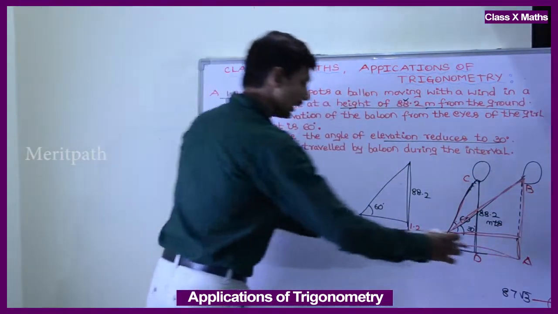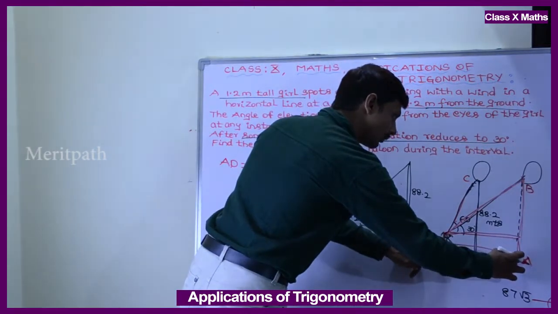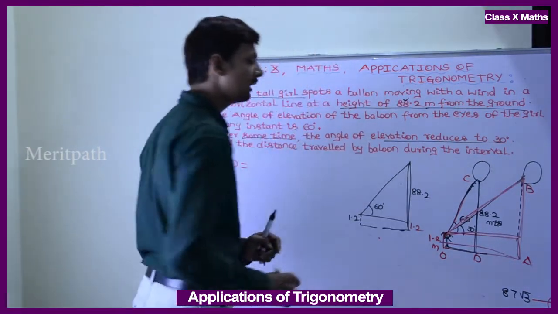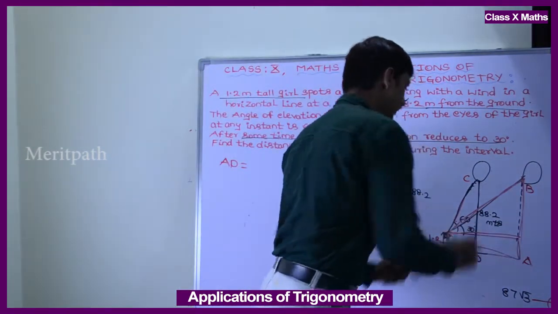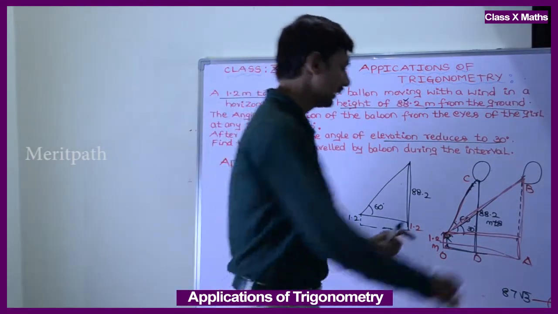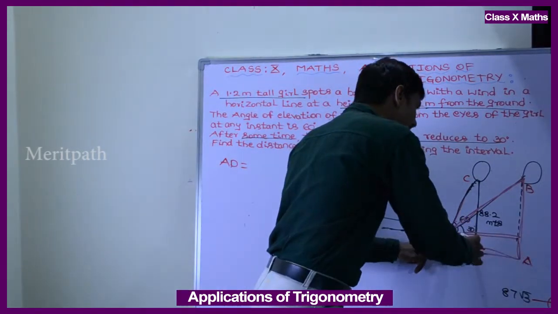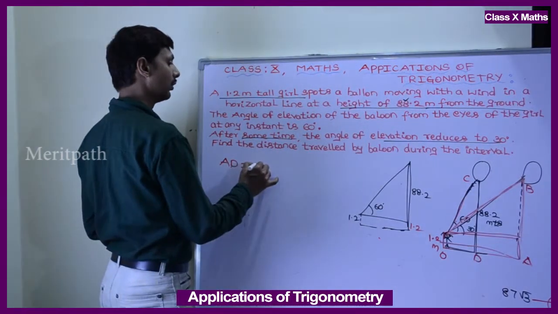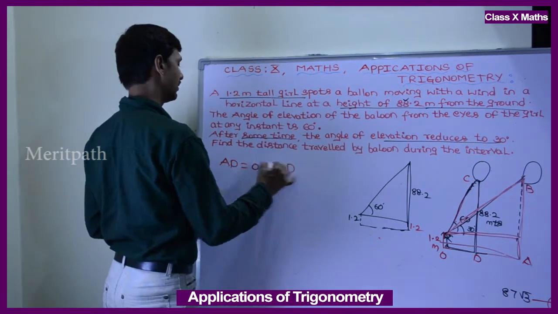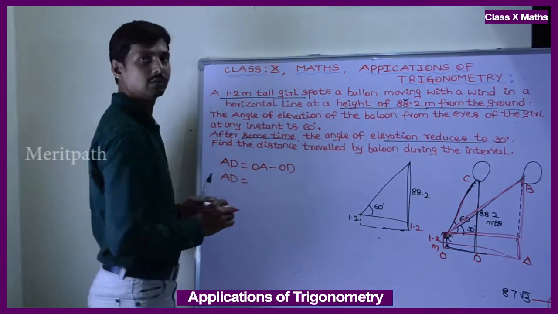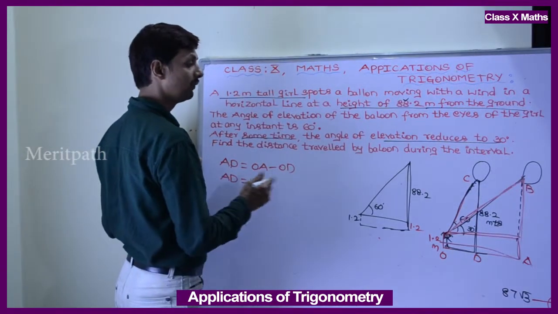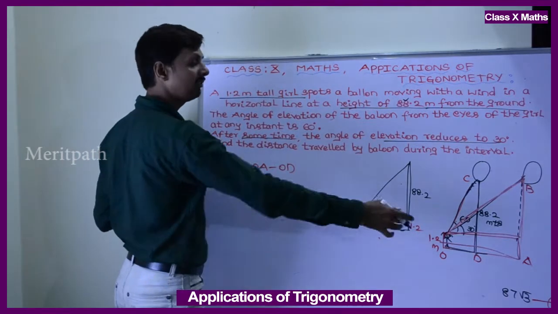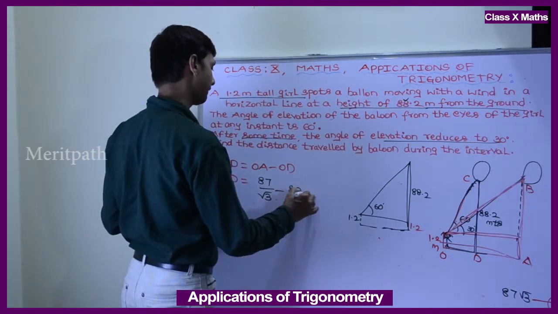To find AD, let us subtract these two values, that is OA minus OD. If we subtract these two points, OA minus OD, then we will get the distance AD. AD is equal to OA minus OD. OA we got in equation 1 as 87 by root 3, and in the second equation we got 87 root 3.